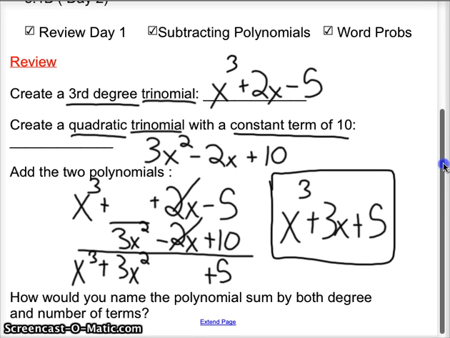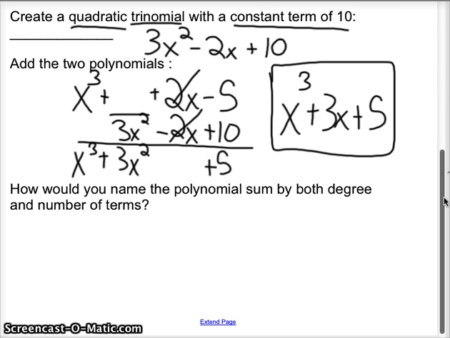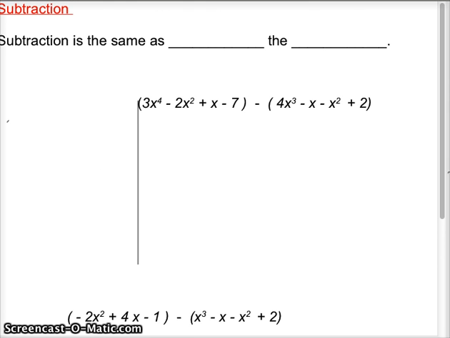And now, it wants us to name our polynomial. So, it's a third degree, so it's a cubic, has three terms, trinomial. And that was just a really quick review of the vocabulary we've already covered. Now, moving on to some new stuff.